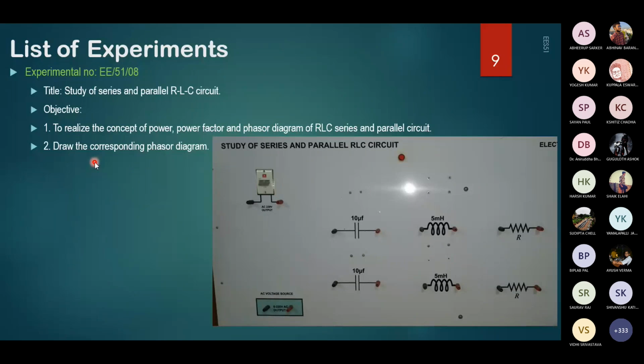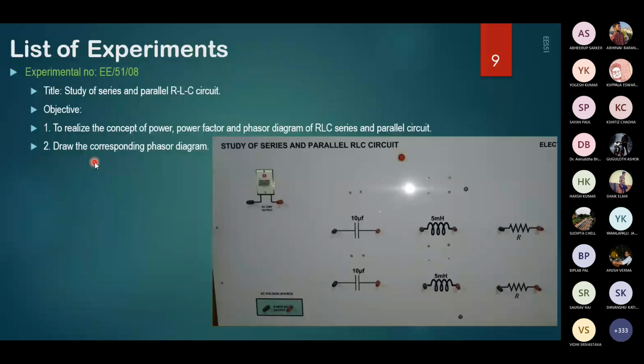When it is in series, the current obviously will be the same, but the voltage across them will be different. But when they are in parallel, what will happen? The current in each of them will differ from each other. So we measure all, as well as the power and power factor. And after that, we will draw the phasor diagram. What is phasor diagram, power factor, everything will be discussed in your theory class.